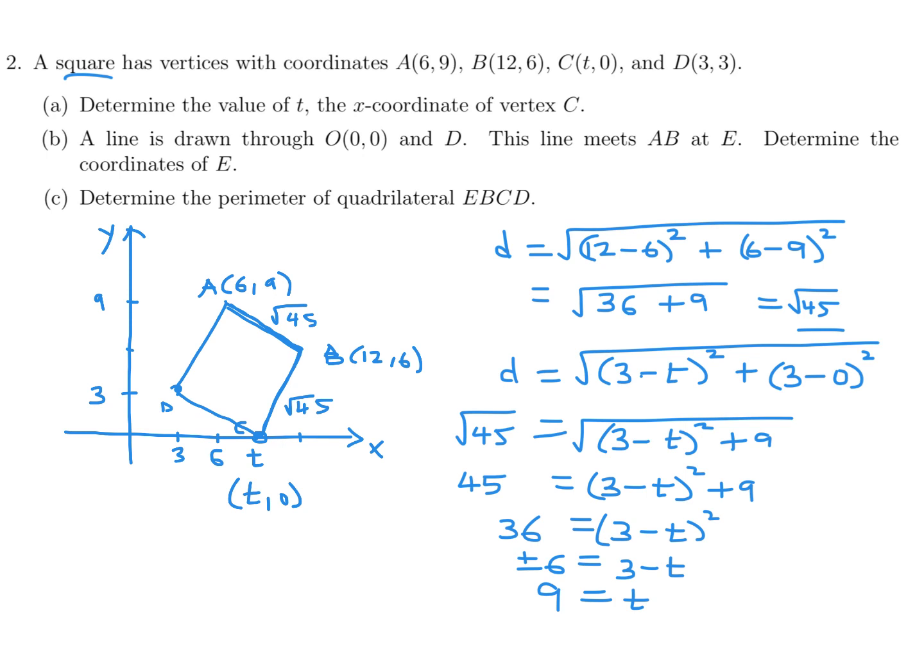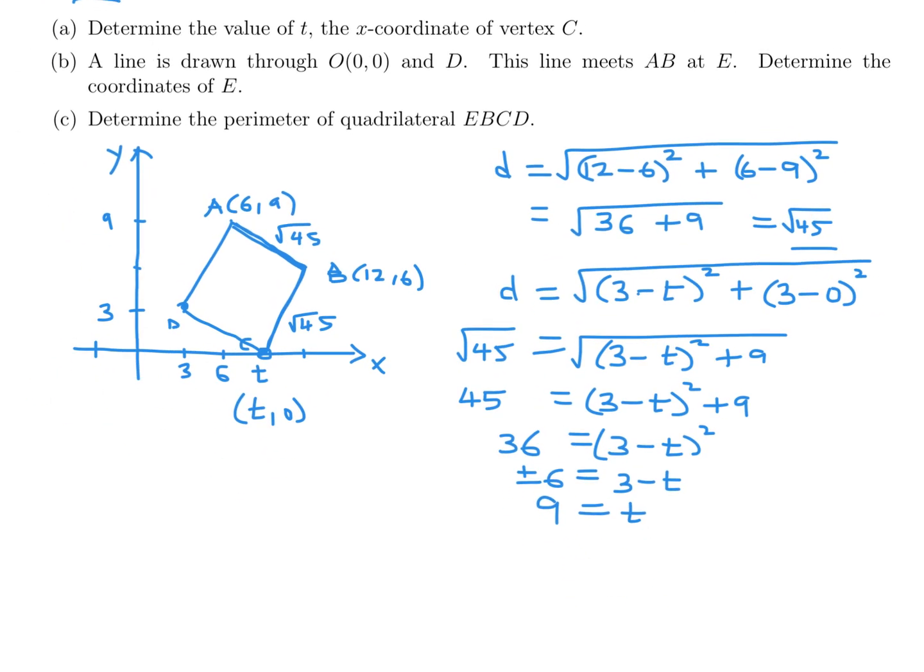And that makes sense, because if you look at this diagram, it makes sense that t is 9. The other answer would be t is minus 3, and that would bring it out here, which obviously does not make sense according to the diagram. So you can just explain that, and that should be sufficient for part A.